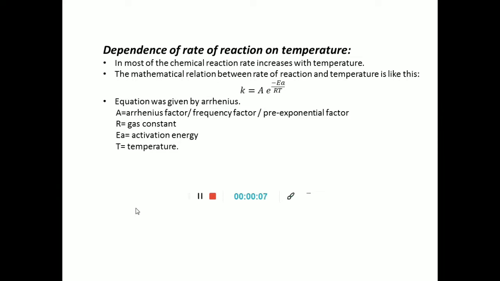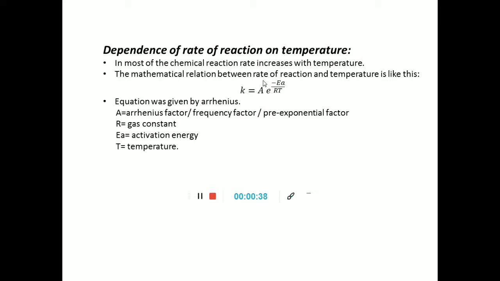In this video, we are going to learn the dependence of rate of reaction on temperature, means how rate of reaction changes with temperature. That we are going to learn. The first point is written here: in most chemical reactions, rate increases with temperature. Means with rise in temperature, the rate will increase.